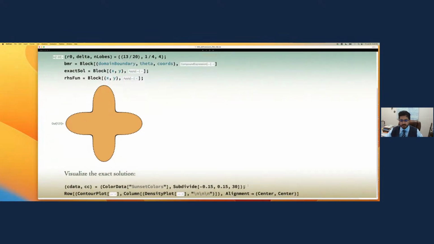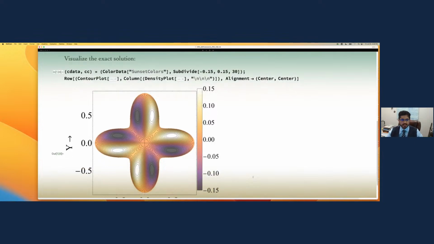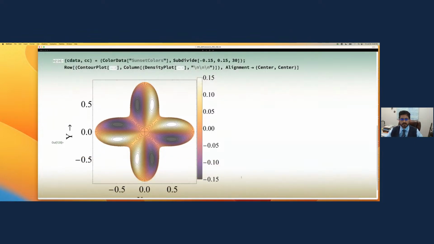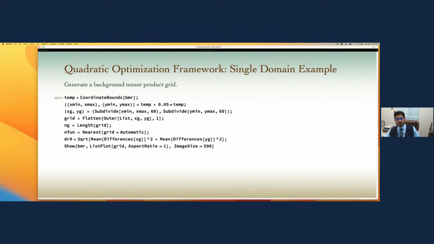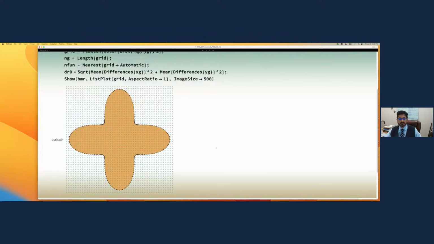Okay, so first I'm going to visualize the exact solution. So this is what the exact solution looks like. It's a whole bunch of sines and cosines, but the important thing is the analytic solution is known, so the right-hand side of the elliptic PDE is also known analytically to us. So the first thing I'm going to do is get the coordinate bounds of my mesh, of my domain, and generate a tensor product grid, which is this part. That's just generating the background mesh, which is this. And we're going to approximate the PDE in this background mesh.